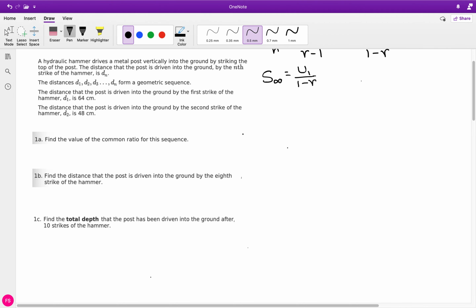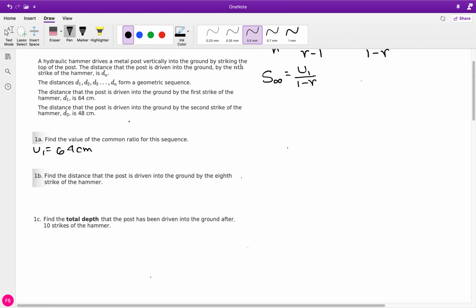The first question: a hydraulic hammer drives a metal post vertically into the ground by striking the top of the post. The distance that the post is driven into the ground by the nth strike of the hammer is dn. The distances form a geometric sequence. So we already know that this is a geometric sequence. The distance that the post is driven into the ground by the first strike of the hammer, d1, is 64 centimeter. It means our first term is 64 centimeter. I'm going to write u1 equals 64 centimeter.